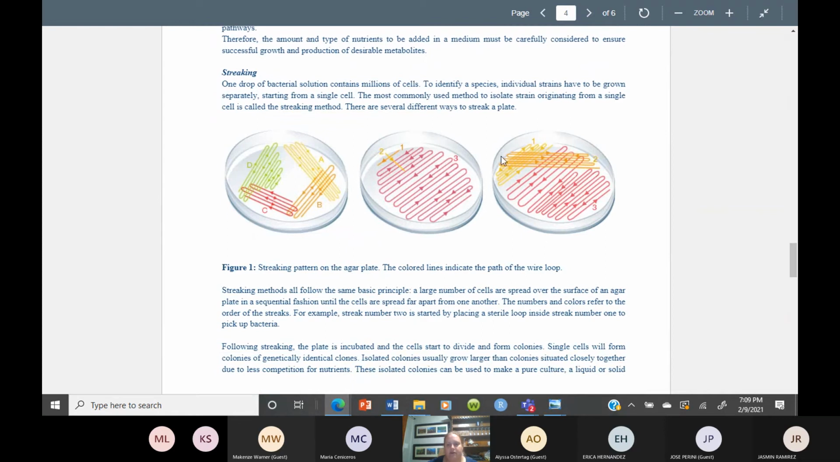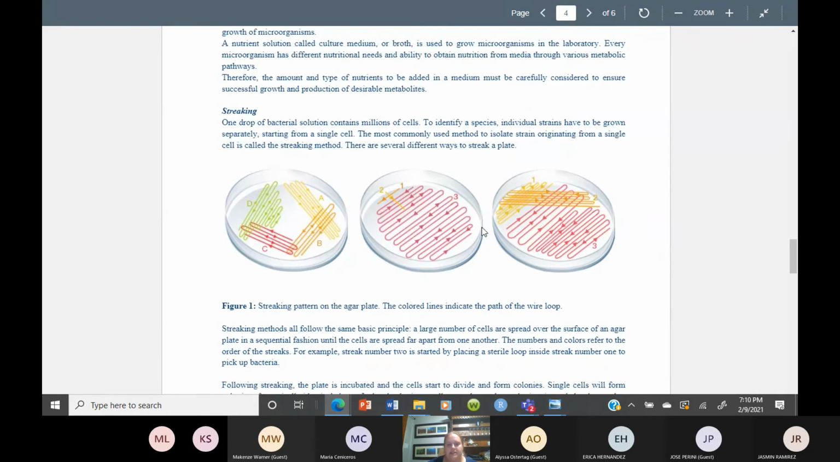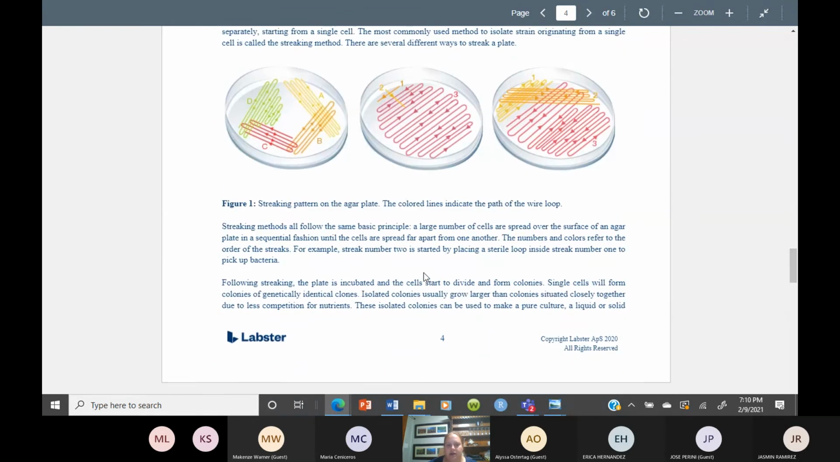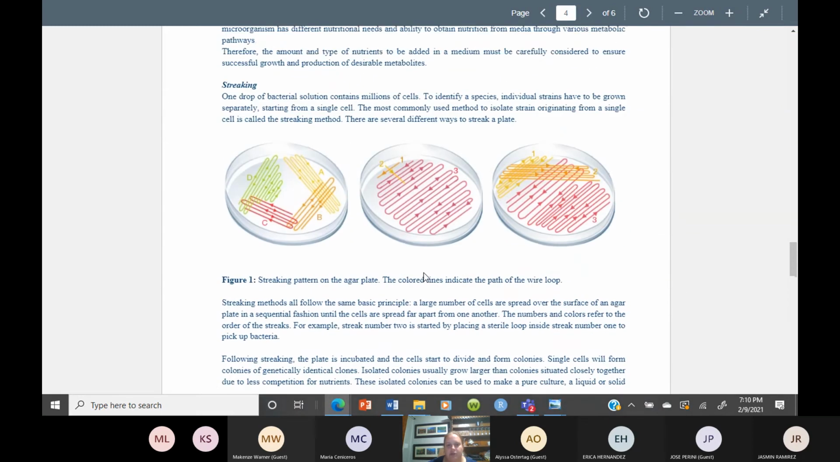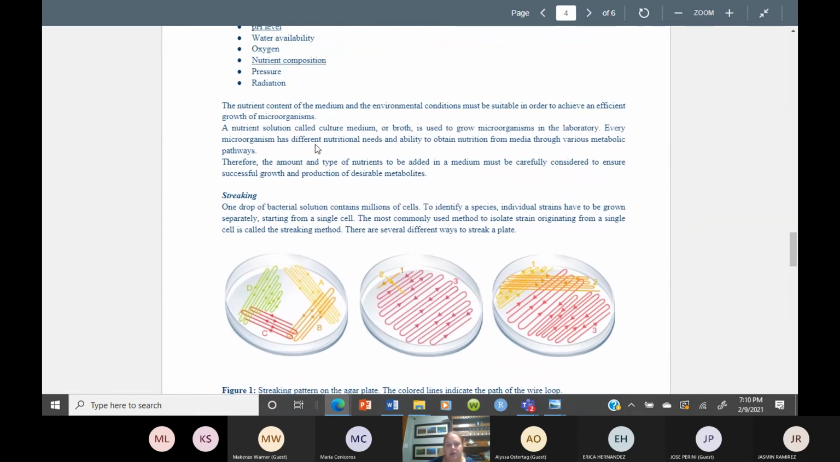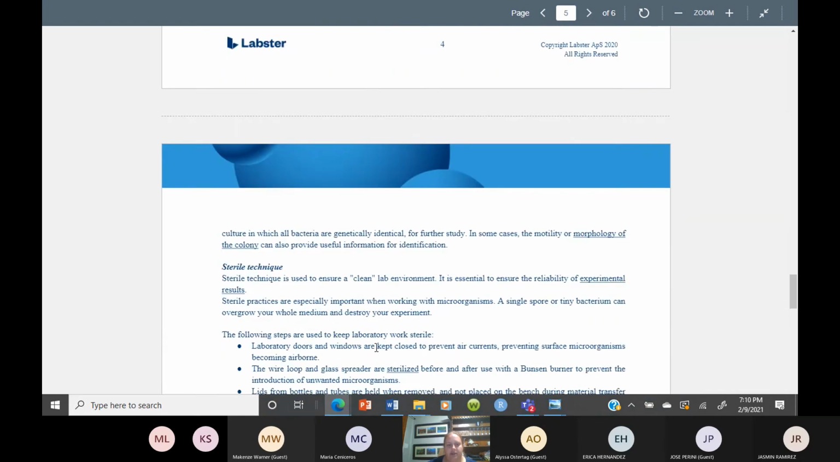And there's some different diagrams here for the first streak, the second streak, the third streak, and you need to learn about how you need to sterilize your loop between each and every one of these streaks in order to obtain individual colonies of a species. So that's pretty much what that entire simulation is about, but definitely an important concept to understand by the time you're done.